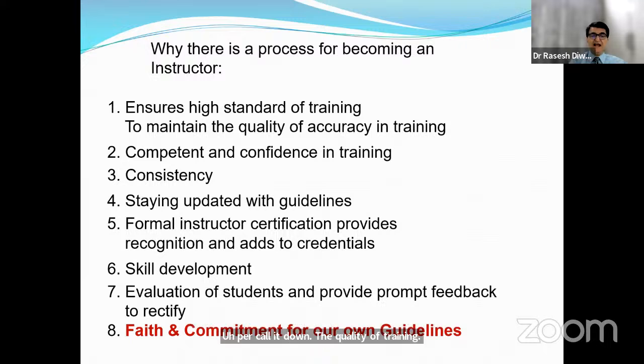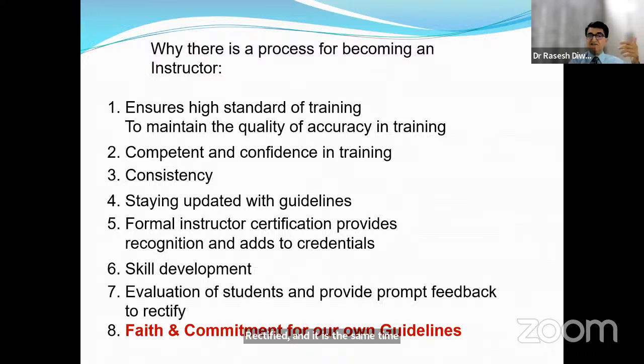Next is the competency and the confidence in training. That is very much necessary, because when we give case scenarios and a student says or does something wrong, we should be competent enough to find out what he has done wrong, and immediately with confidence you have to rectify it. And at the same time, sometimes you have to give the rationale.